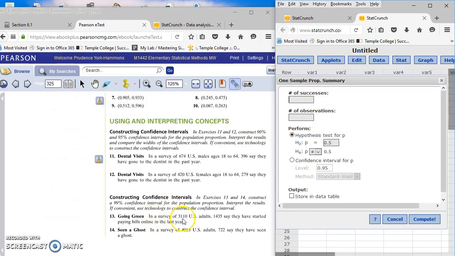So it says, in a survey of 3,110 U.S. adults, 1,435 say they've started paying bills online. So the successes are the part out of the whole survey. So the 1,435 that have gone green are the ones that say they're paying bills online, and the survey, the sample size, is the number of observations. So we sampled 3,110. Now we're not doing a hypothesis test. That's chapter 7. We'll be there next chapter. We're doing a confidence interval.